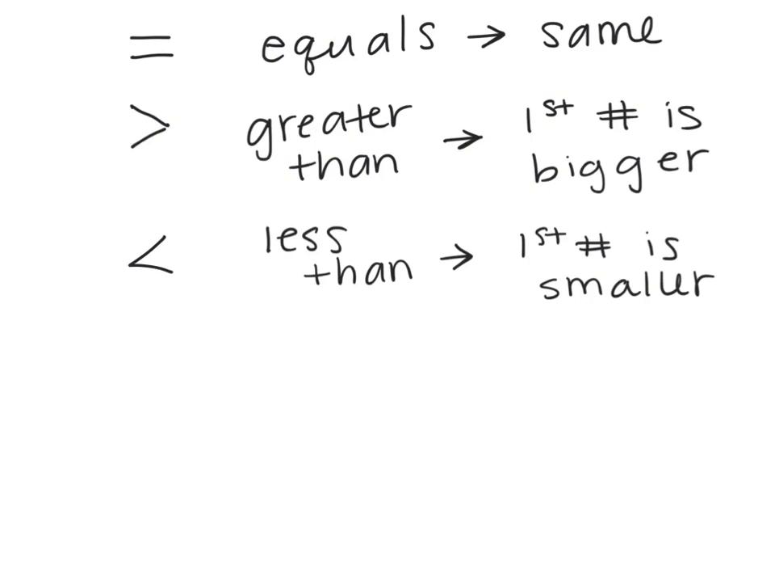Now it's important to remember that we can look at our greater than and less than signs as alligators. So when I'm looking at my greater than sign, my alligator always wants to eat the bigger number. So if I have a number on the left and a number on the right, if the sign is greater than, then the alligator is going to be eating that first number, so the first number is bigger.